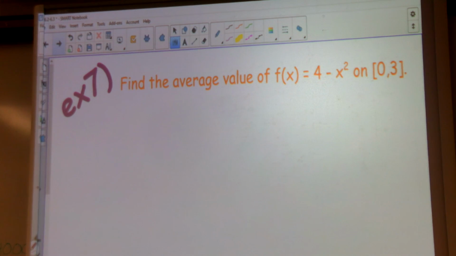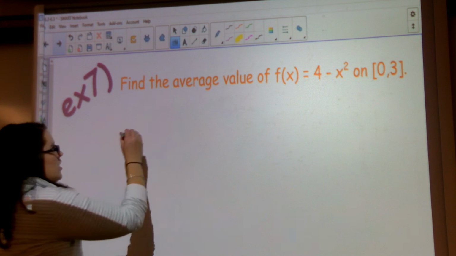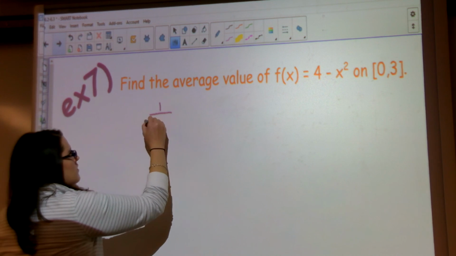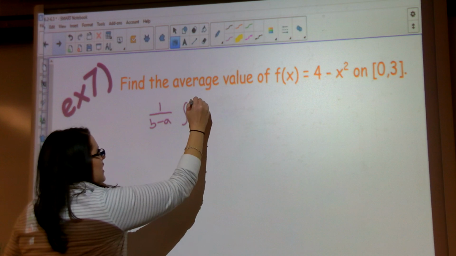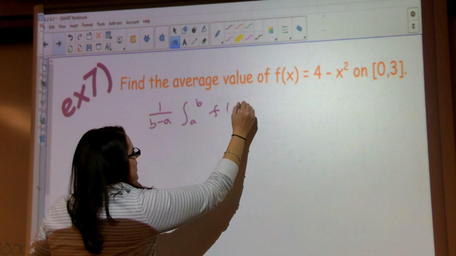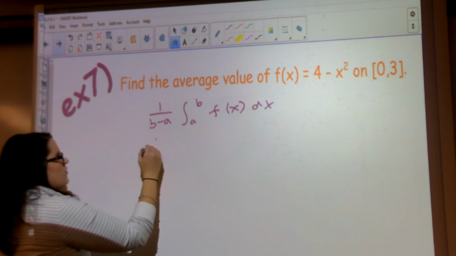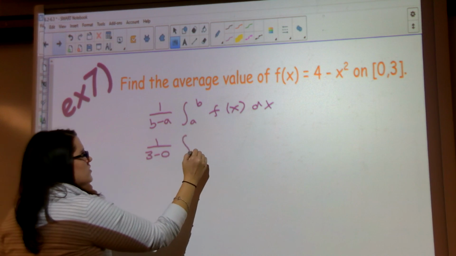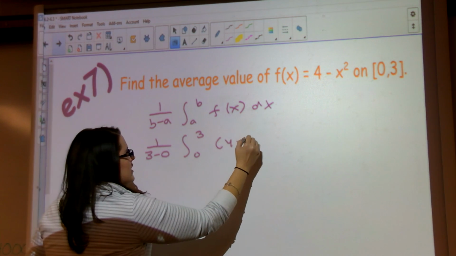So quick, we might run out of time here. Let's find the average value. I mean, on average, it might go above the graph, it might go below. Where does it, on average, lie? So I'm going to do 1 over b minus a, integral a to b, f of x dx. So in our case, it's 1 over 3 minus 0, integral 0 to 3, 4 minus x squared.